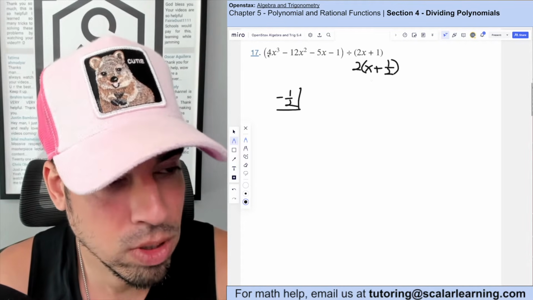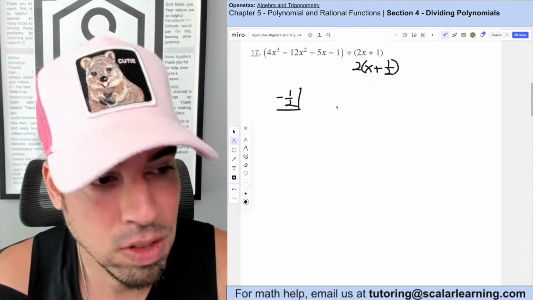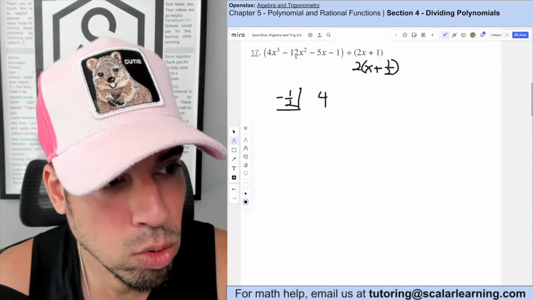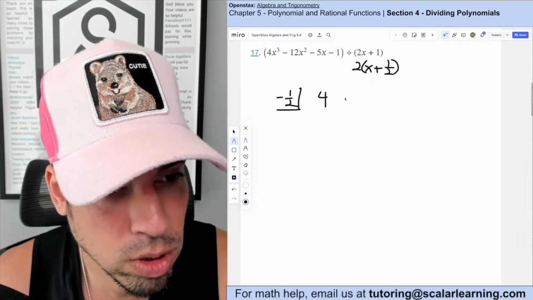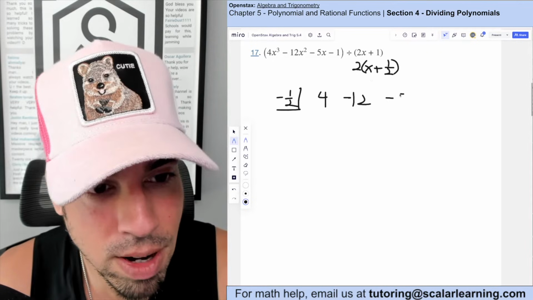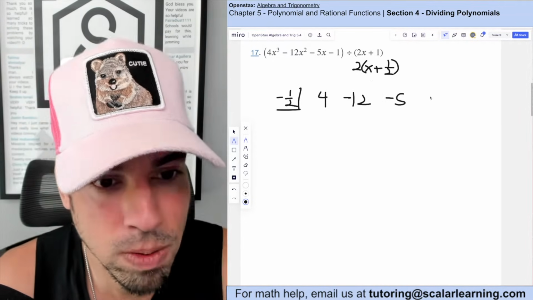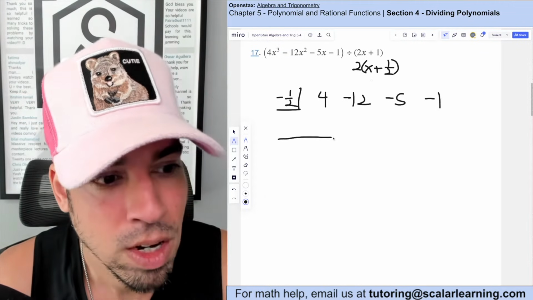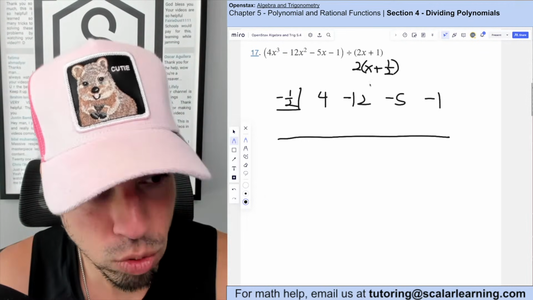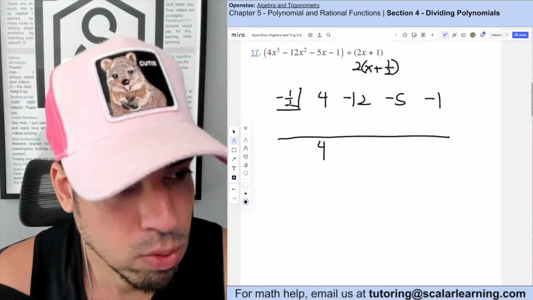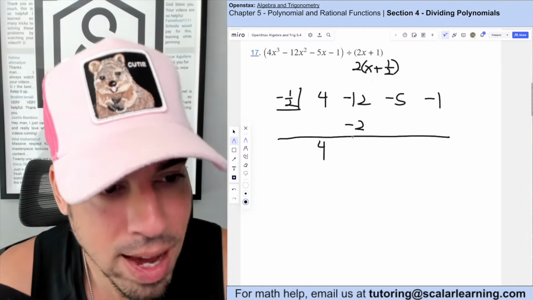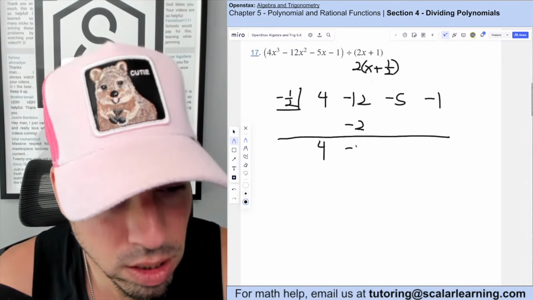And then up for the numbers for those coefficients of this polynomial, we place the 4 again in order of degree. So then second degree would be negative 12, then negative 5. Don't forget those negatives that stick to the numbers. And then for the last one, for the constant, it's negative 1. And then we do synthetic division as per usual. Drop the 4, times negative 1/2 is negative 2. Add these together. Negative 12 plus negative 2 is negative 14.